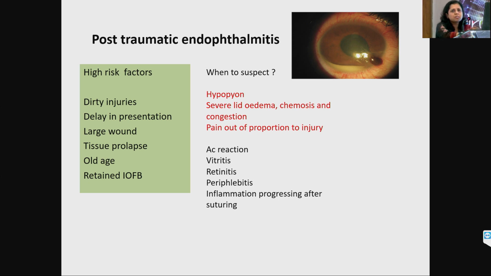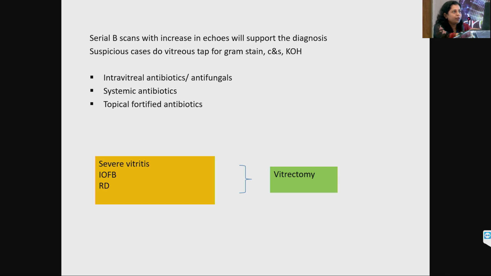In severe cases, the presentation is very easy for diagnosis, like hypopyon, severe lid edema, chemosis, congestion, and pain will always be out of proportion to the injury. But in subtle cases, the diagnosis can be very difficult, but we should carefully look for AC reaction, vitritis, retinitis, and periphlebitis. And if the inflammation is progressing even after your suturing, you should always suspect an endo. Serial B scans will also help you to see the increase in the vitreous echoes.